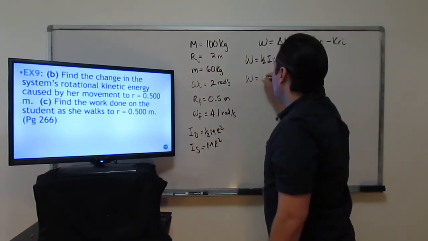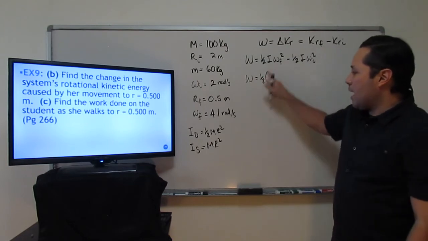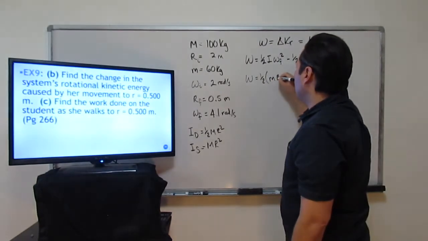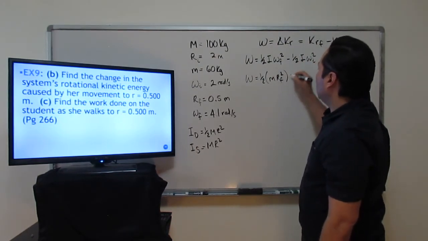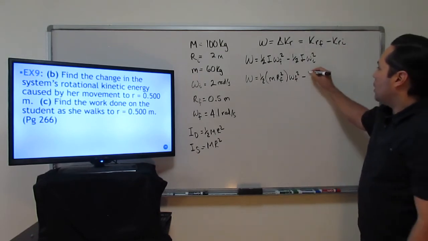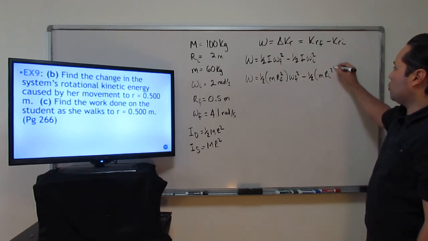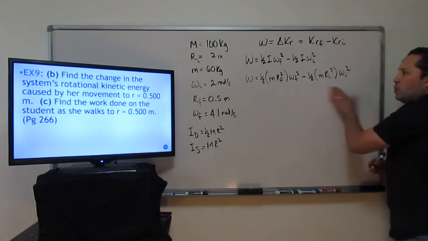Let's flesh out the formula a little bit more. What is the I? The I for the student is just mr squared. So I'm going to put that in, and that is her final position, multiplied times the angular speed squared, final. And 1/2 m times her initial position squared times angular speed initial squared. So that's going to be the formula.